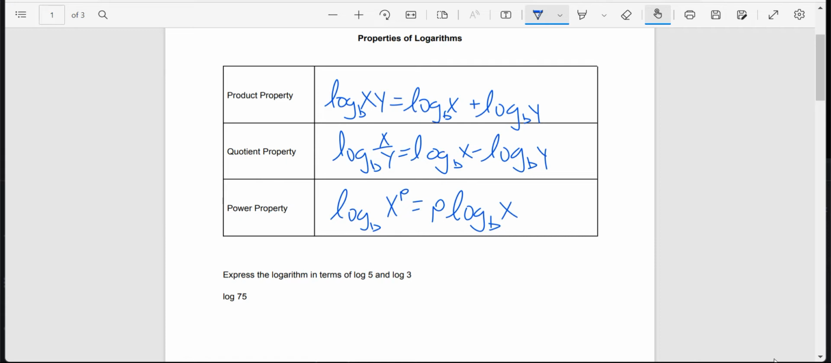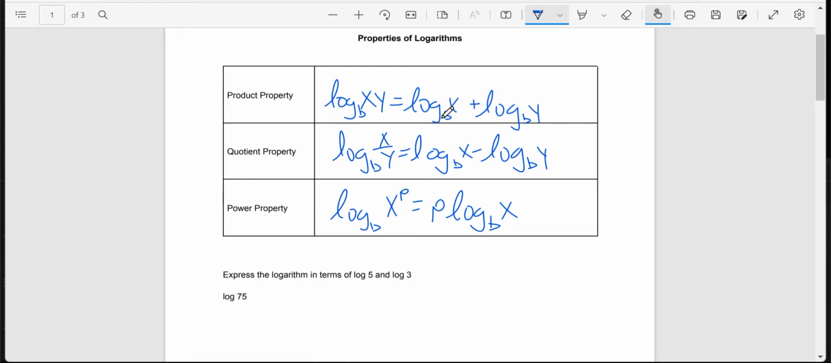Okay. Product. So anytime you're multiplying two numbers, you can separate them into two logarithms and make an addition. Division, you can separate, making two logarithms, make subtraction, and then the power. Anytime you have an exponent with the term in the logarithm, you can move it up front, make a multiplication. And likewise, the reverse also comes into play.